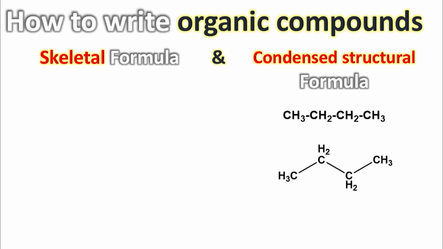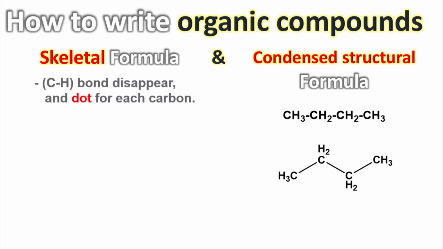The sixth way is by using the skeletal formula, which hides the CH bond and each carbon is represented by a dot as follows. This skeletal structure means that we have 4 carbons in a straight chain, where the terminal carbon is attached to another carbon by a single bond and attached to 3 hidden hydrogen atoms to be a CH3 group.